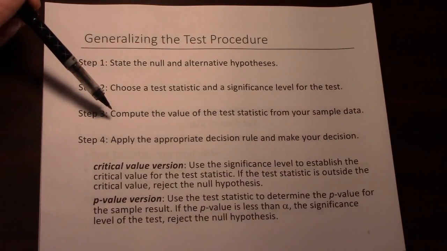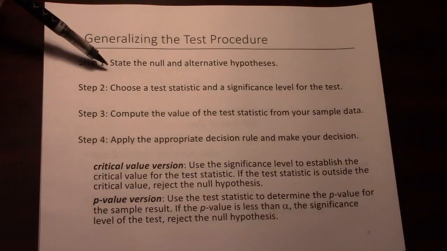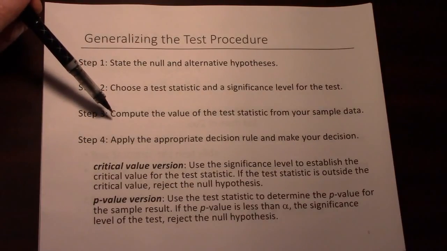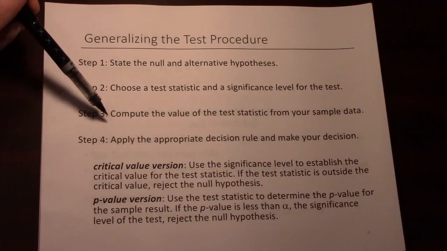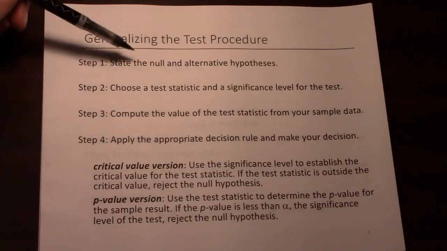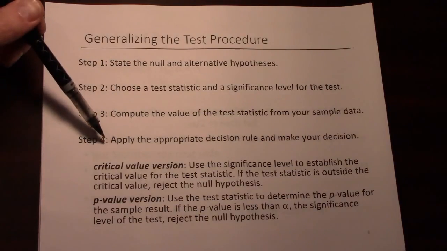Compute the value of the test statistic from your sample data. So we're going to go out and get some sample data to test the null hypothesis. I shouldn't say prove or disprove, just to test it. And then we're going to see how many standard deviations above or below the mean our test statistic is, given the assumption of a true null hypothesis. And then we're going to apply the decision rule and make the decision.